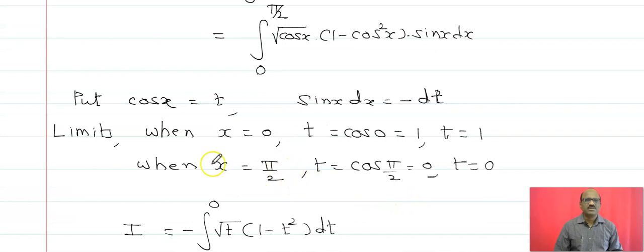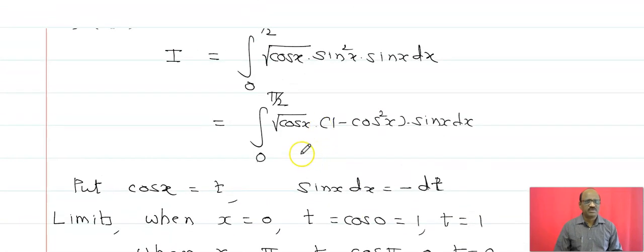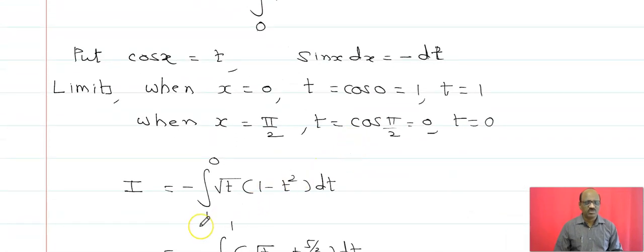Now we'll change the limits. When x equals 0, cos 0 is 1, therefore t equals 1. When x equals pi by 2, cos 90 is 0, therefore t equals 0. Therefore our integral will become: the lower limit is 1, upper limit is 0, minus root t into bracket 1 minus t square dt.